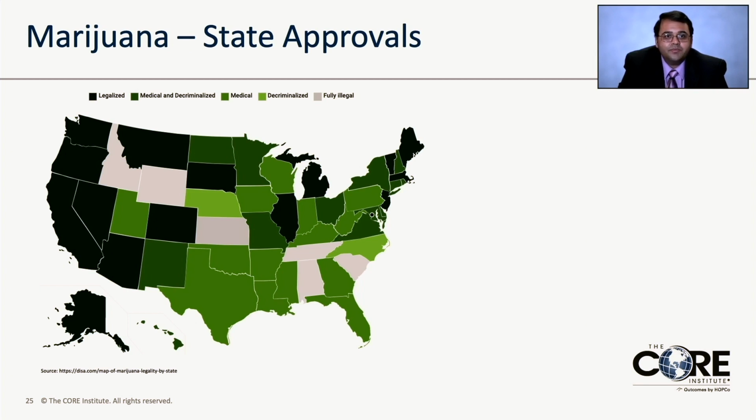The dark green is where everything's approved, meaning recreationally and for medical purposes. And as you get to the lighter green, it's where it's only approved medically, or it's basically not criminalized anymore. And the white or grayish area are the ones where it's still illegal. The federal government still considers medical marijuana illegal and has categorized it as level 1, just to be aware.